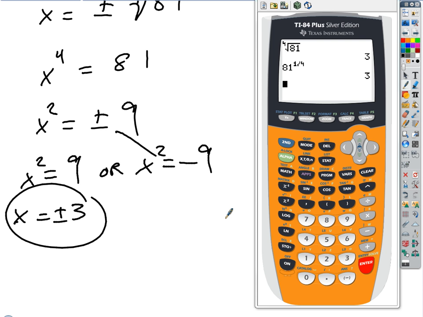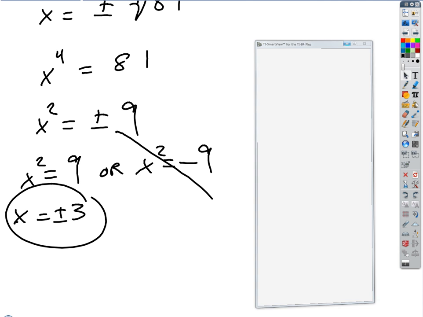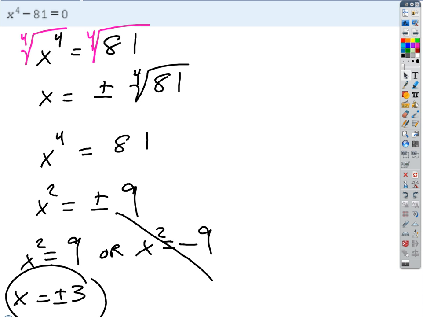Now, the chapter 6 way, I want you to see the chapter 6 way, and you might like this better. It's up to you. Okay, here's the chapter 6 way.